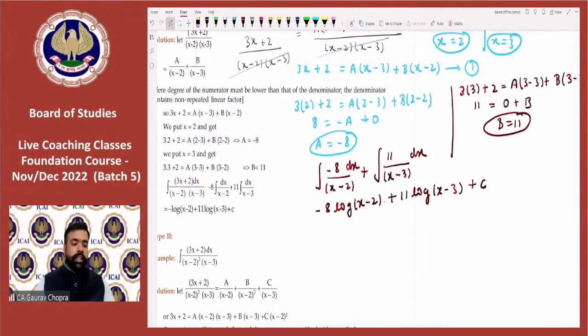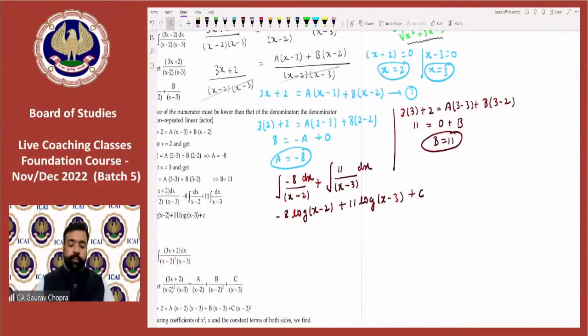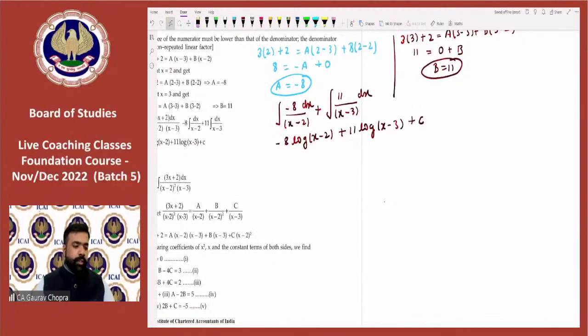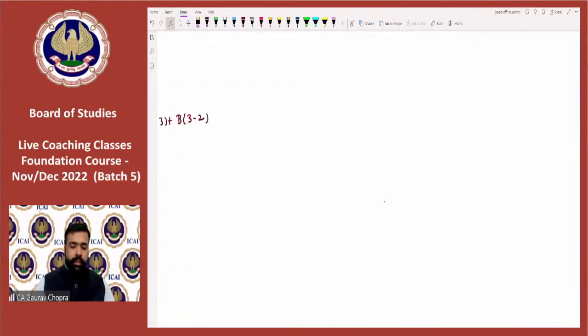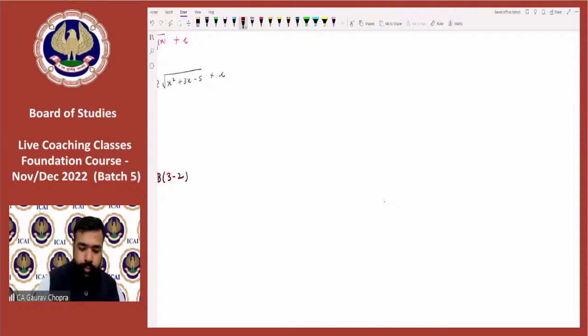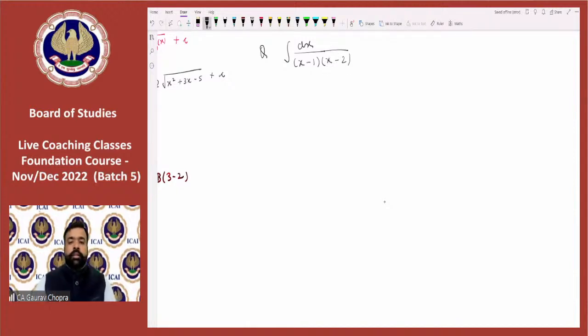So now this question can be done in another way as well. So let us try one question with another method. The question this time is: find the integration of dx divided by (x minus 1)(x minus 2). dx upon x minus 1 and then x minus 2.